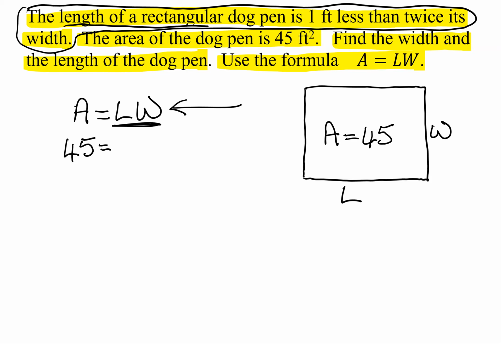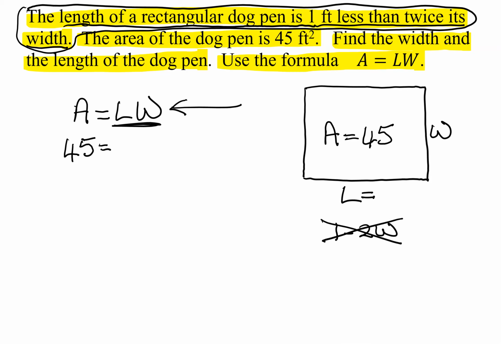The length of a rectangular dog pen is, translate to L equal, 1 foot less than twice its width. Since it's less than, it's going to involve subtraction, and order matters with subtraction. And a lot of students just translate it exactly in the order it's written. They write 1 minus 2W.